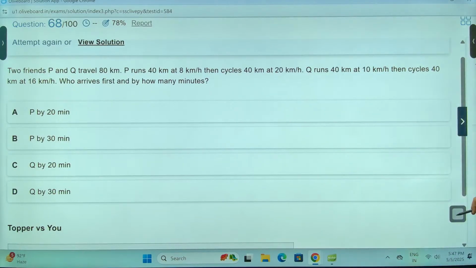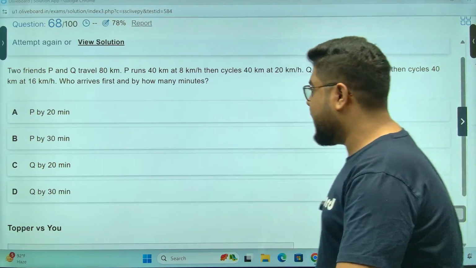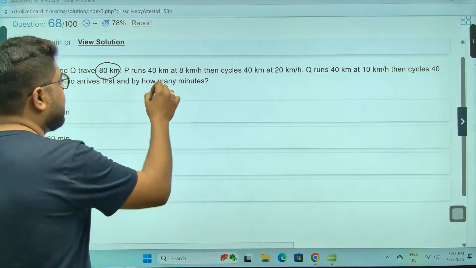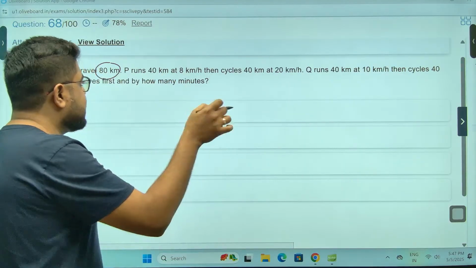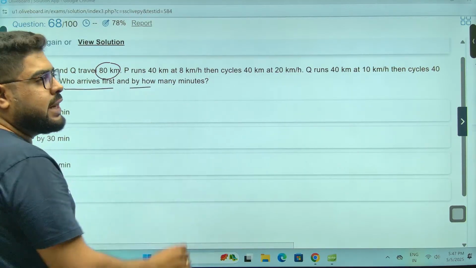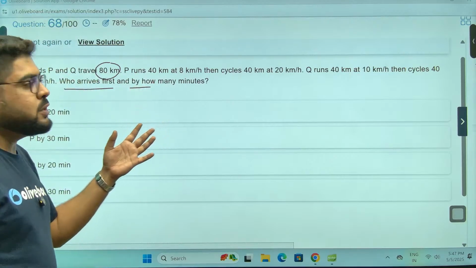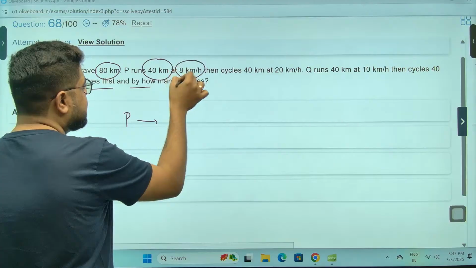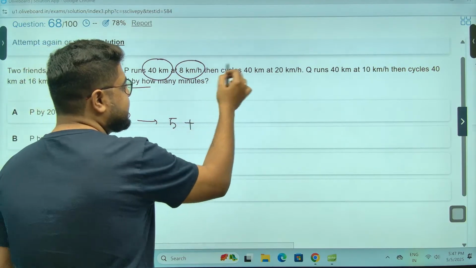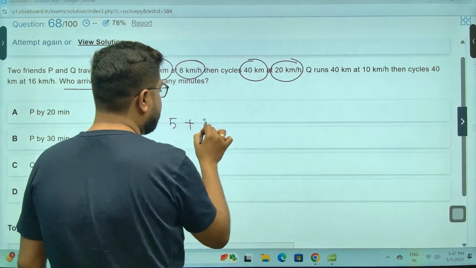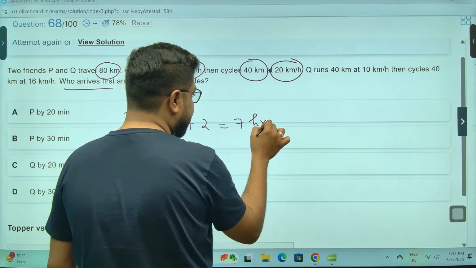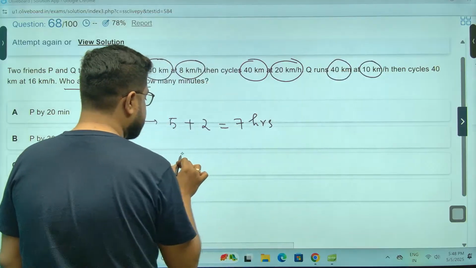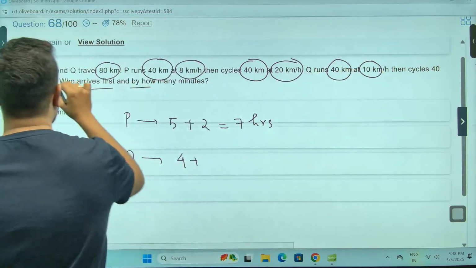Two friends, P and Q, travel 80 kilometers. P travels 40 kilometers at 5 and the rest at the other speed. Who arrives first? We need the relation between times. How much time is P taking? Distance by speed, so it is 8 hours... sorry, 40 by 5 is 8. Hmm, as stated: it is 5 hours, plus the second part, distance by speed, 2 hours. So total, P is taking 7 hours. What about Q? Distance by speed, 40 by 16.